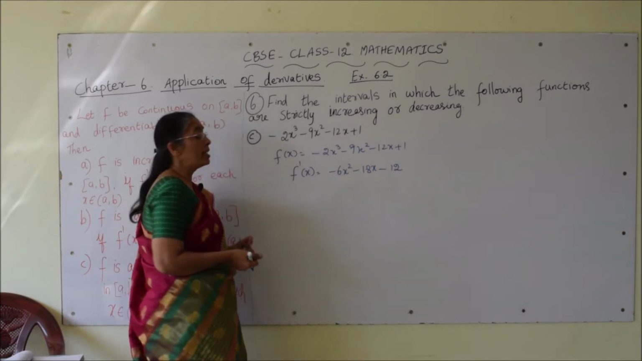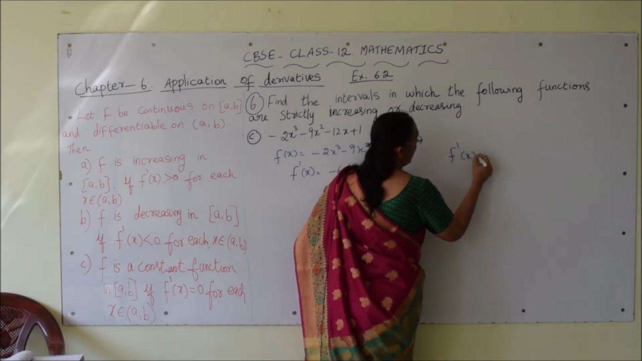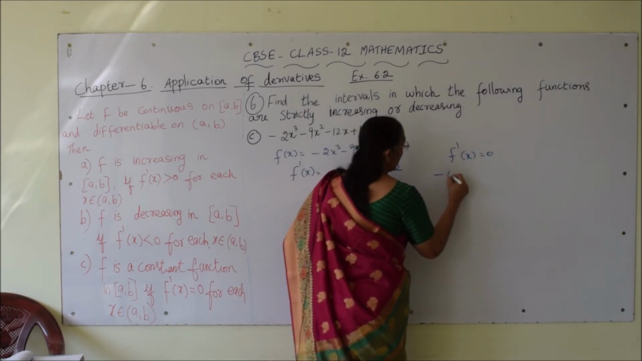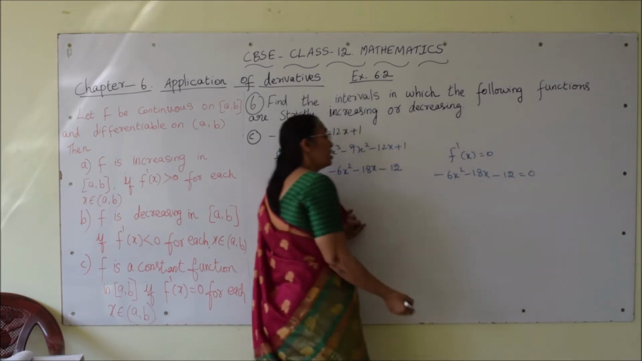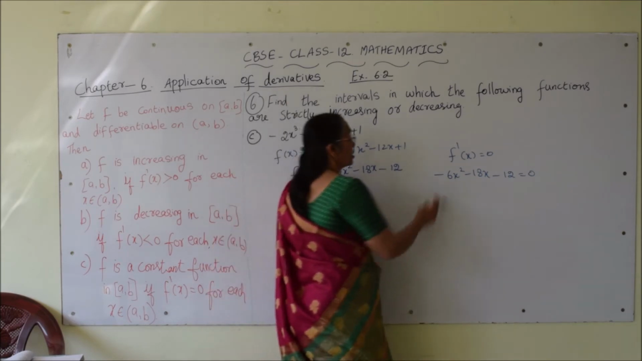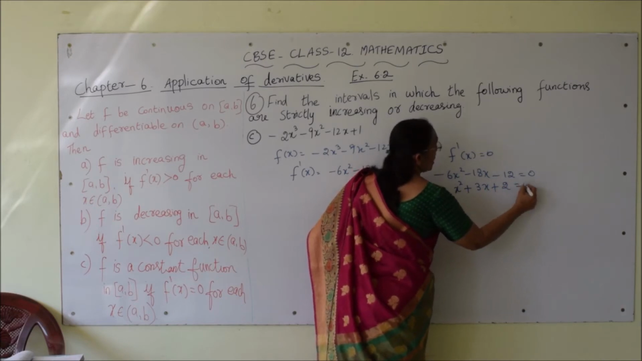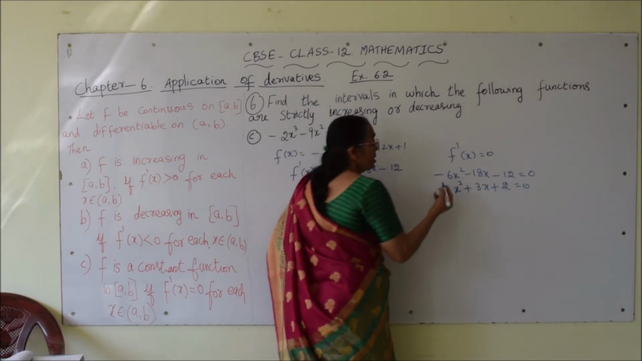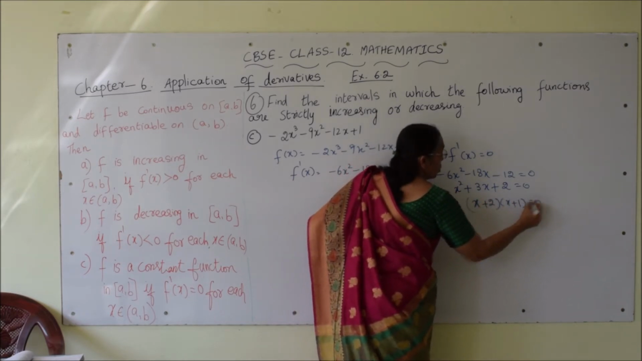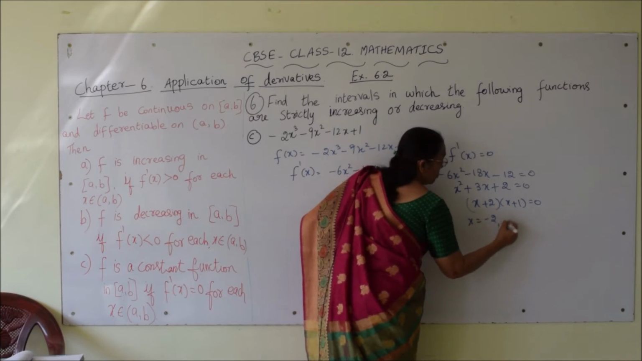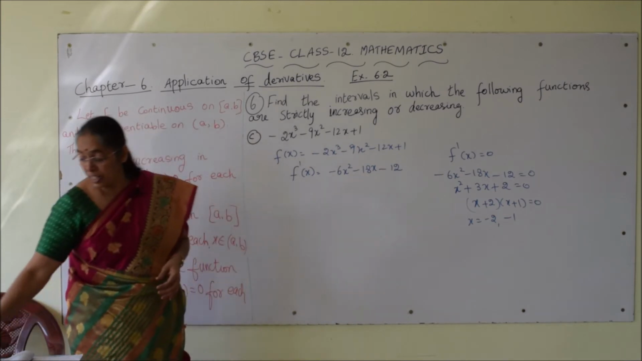Now, to find the turning points, first we equate f dash of x as 0. So, minus 6x square minus 18x minus 12 is equal to 0. Dividing throughout by negative 6, we will get x square plus 3x plus 2 is equal to 0. On factorization, we get x plus 2 times x plus 1. So, the two values of x are minus 2 and minus 1. So, the function is taking a turn at 2 points.